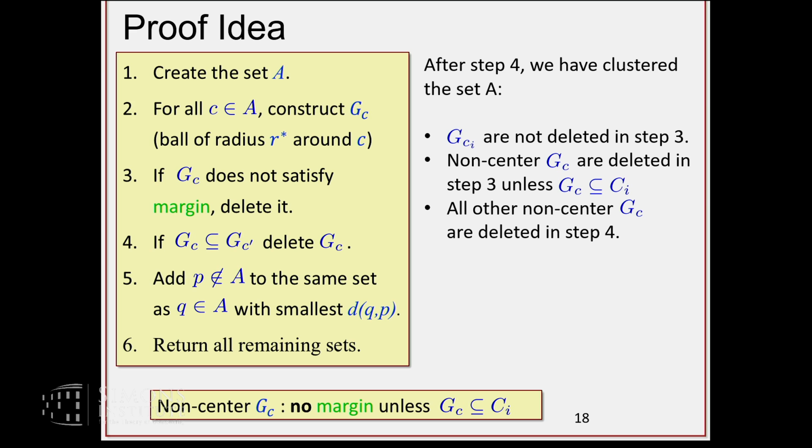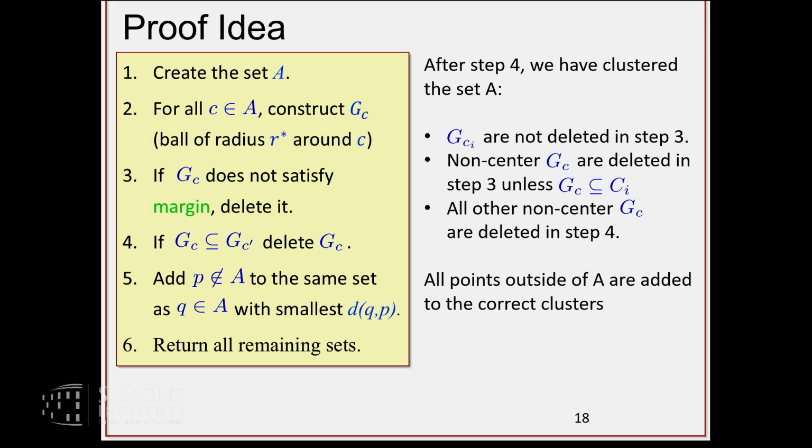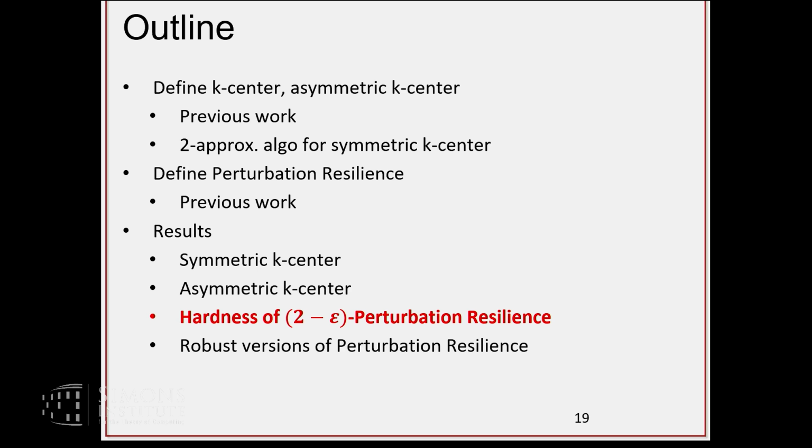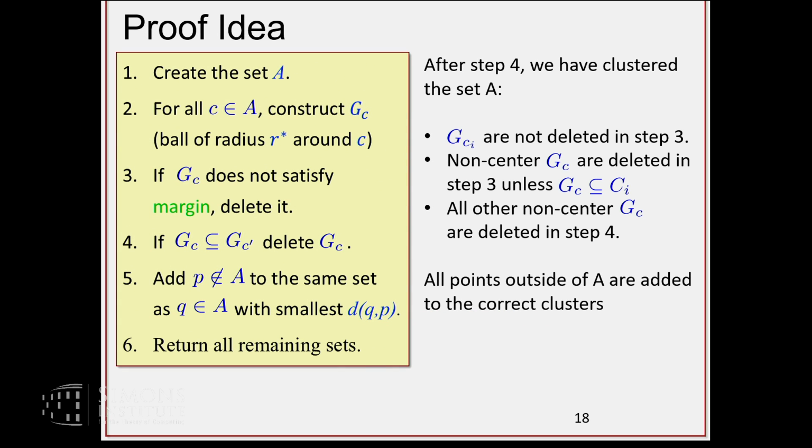There's also another case if one non-center just captures its entire cluster, but then it doesn't really matter which one we choose. Both of them are the optimal clusters. And then if you remember from a few slides back, I said that at this point we've just clustered the entire instance, because now we can just add the points outside A to the cluster of the closest point inside A. Okay, so this completes the proof. Any questions about the asymmetric case center?